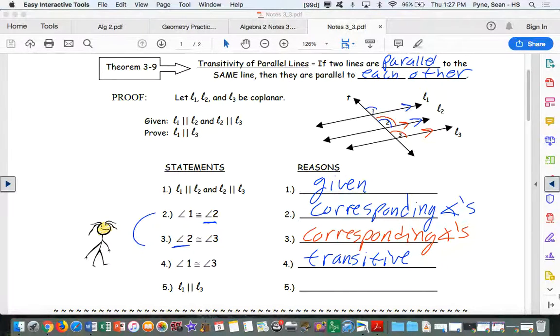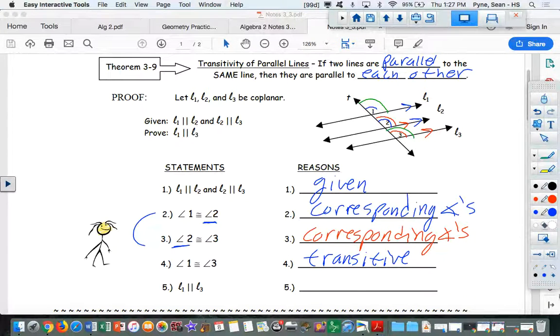Now, since we now know that angle 1 is congruent to angle 3, how can I say that L1 and L3 are parallel lines? Would it be same side exterior? Mm-hmm. This one's on the inside. This one's on the outside. And remember, same side exterior, add up to equal 180. We don't have anything that's mentioning adding up to equal 180, so be careful about that.